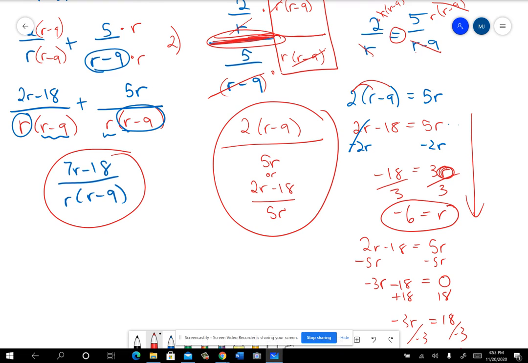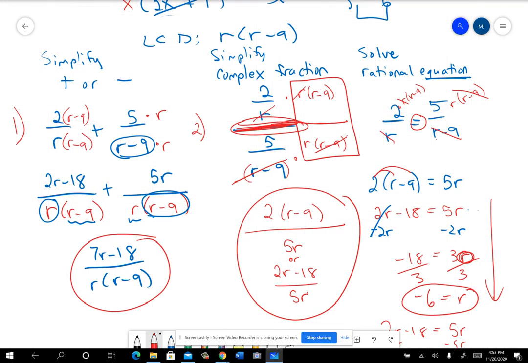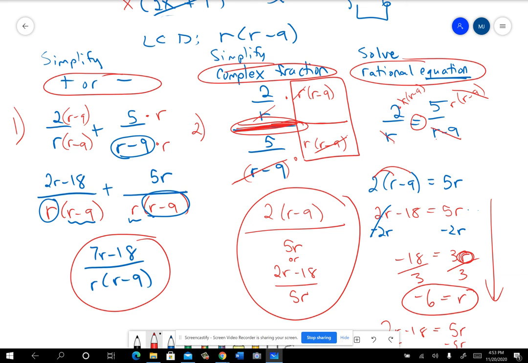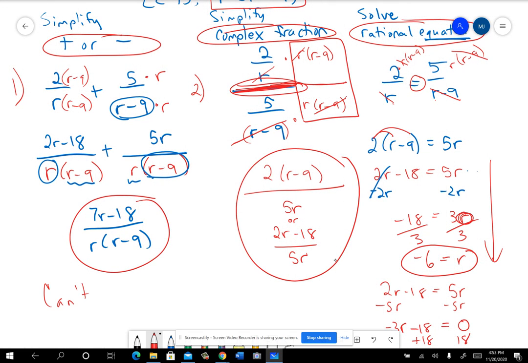I just wanted you to have one situation, because what's confusing is they feel like they're similar. They are similar. Whether you're adding or subtracting, dealing with a complex fraction or dealing with a rational equation, a lot of times we're using the LCD, the R times R minus 9. It's just we use it in very different ways. And the big thing that people try to do that they can't is clear the fractions when you're adding or subtracting. You can't knock them out. Here you could knock out the little fractions, and you could knock out the little fractions there.